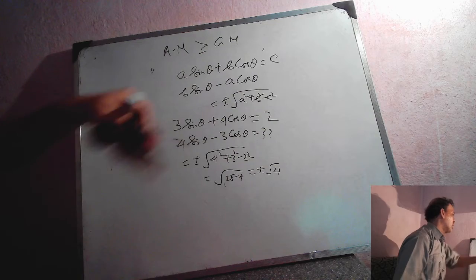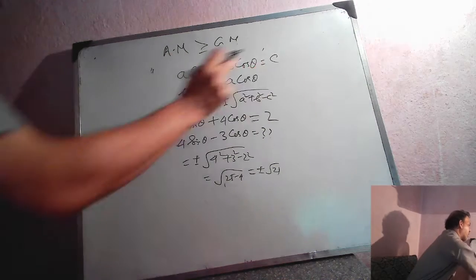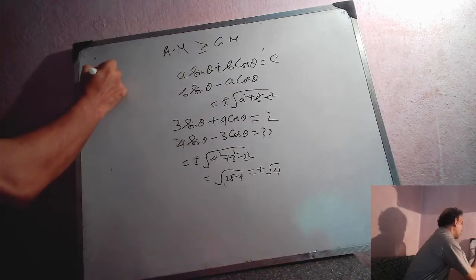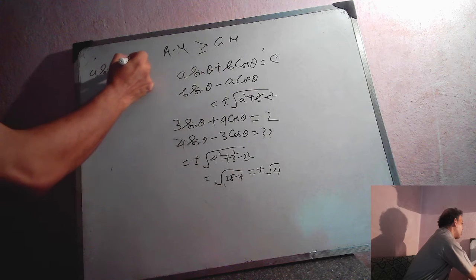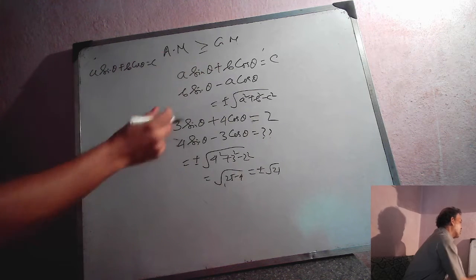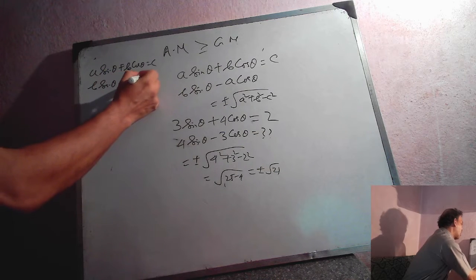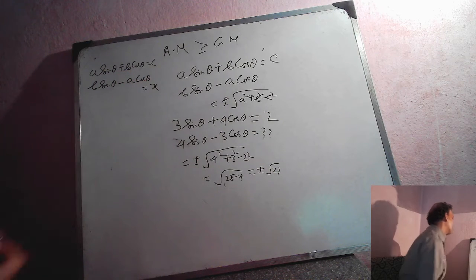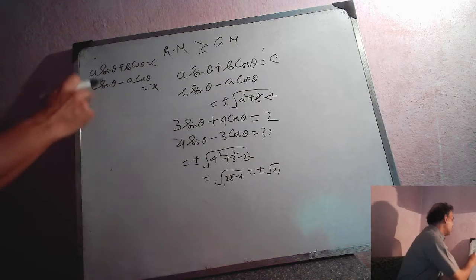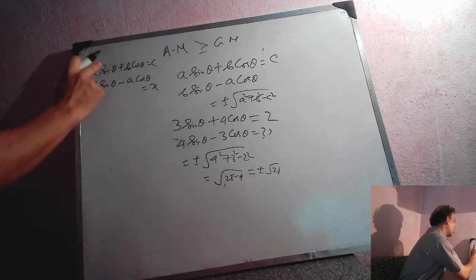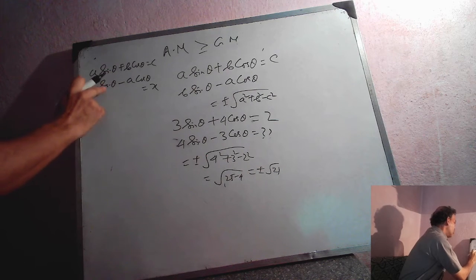Prove this formula. Suppose this is equal to x. We are given a sin theta plus b cos theta equal to c. Now let b sin theta minus a cos theta equal to x. Squaring and adding: if we square it, we get a square sin square theta plus b square cos square theta.